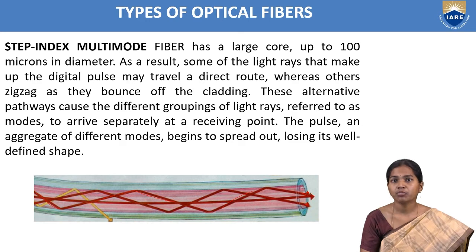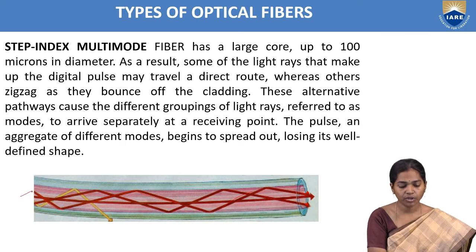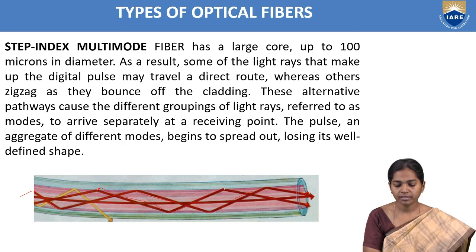So in step index multimode fiber, the light is incident at the air core interface, and the refractive index of the cladding is much lower compared to the core. It is reflected back, and again it touches the core cladding interface and is reflected again. Like this we receive multiple paths. The grouping of light pathways causes different groupings of light, so at the ending point we receive them separately.